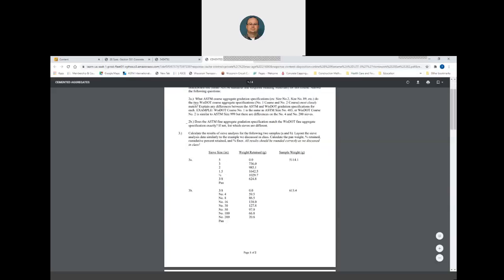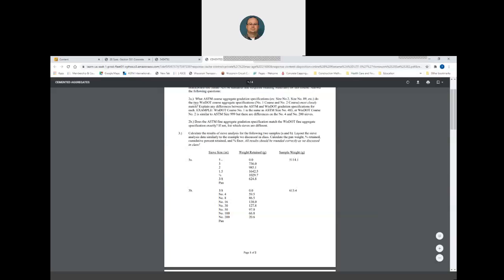Problem 3 is calculate the results of the sieve analysis for the following 2 samples, 3A and 3B. Lay out the sieve analysis data similarly to the example we discussed in class. Calculate the pan weight, percent retained, cumulative percent retained, and percent finer. All results should be rounded correctly as we discussed in class. Okay? So you can set up a nice little graph on engineering paper. This is your dried sample weight. This is your sieve size. And here's your weights retained. So you have 2 different problems. So you're going to do all those calculations like I just showed you.